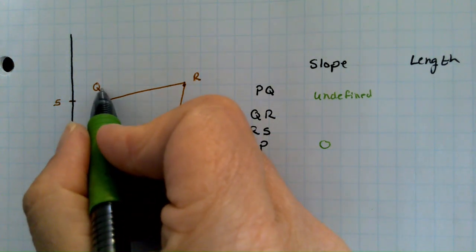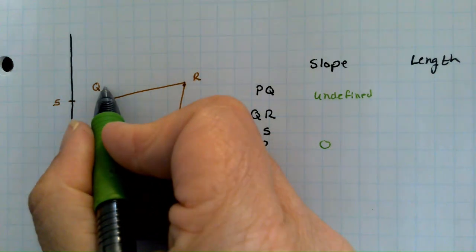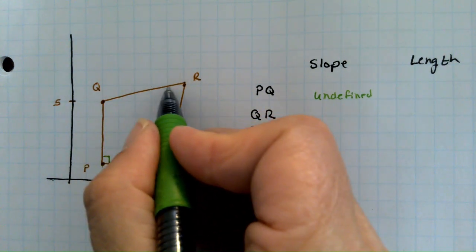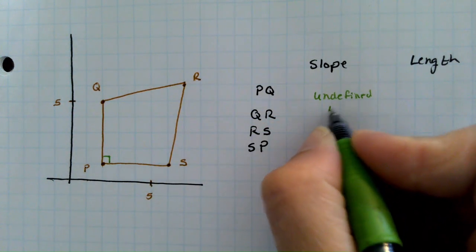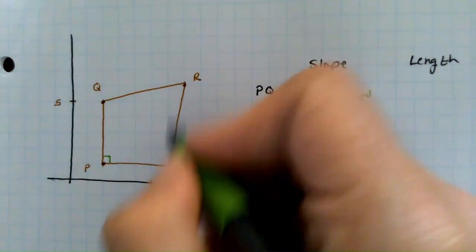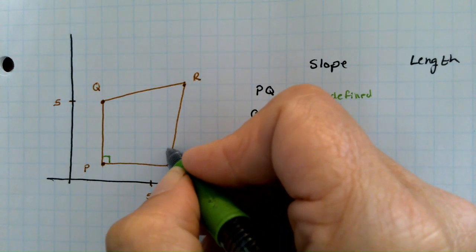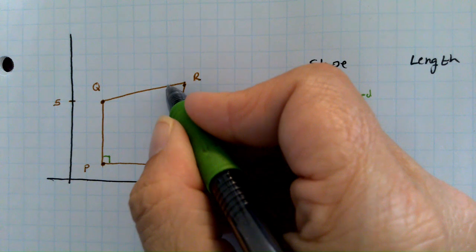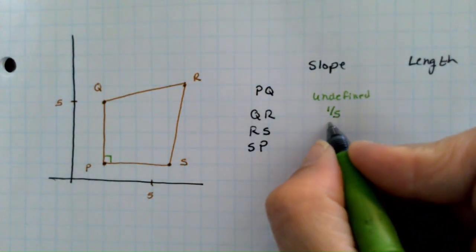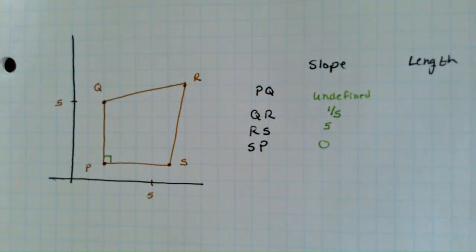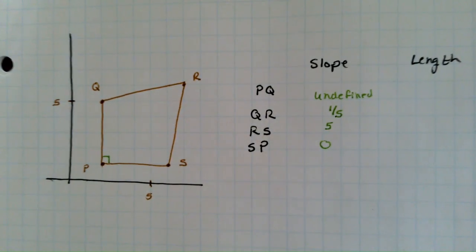Let's see, we have to go up 1, 2, 3, 4, 5. And here we'd have to go 1, 2, 3, 4, 5, over 1. Okay, so nowhere else do we have perpendicular angles.